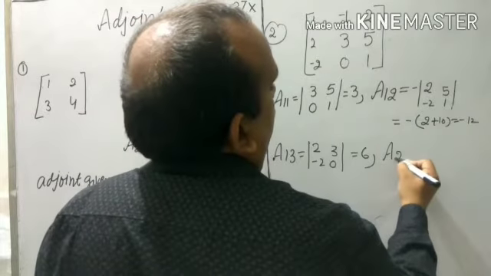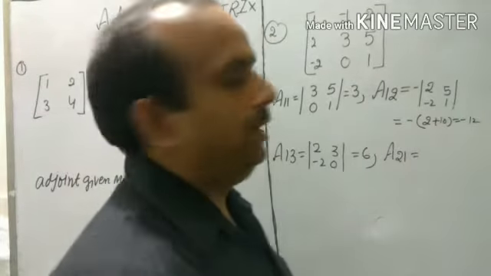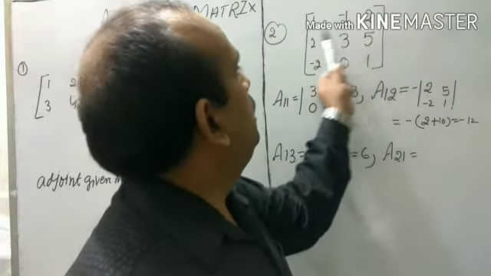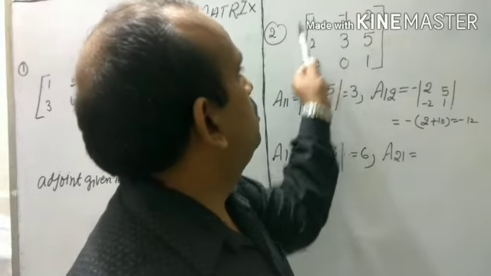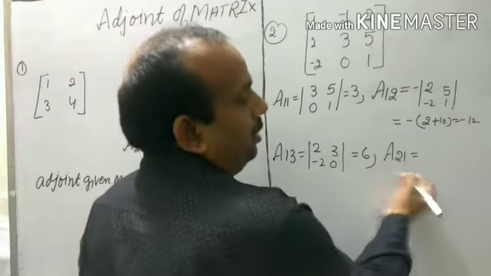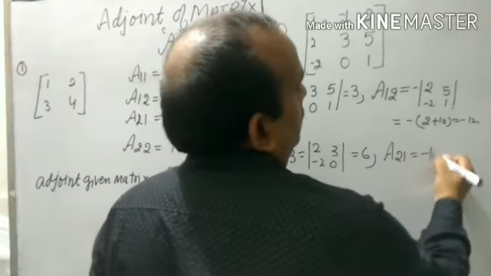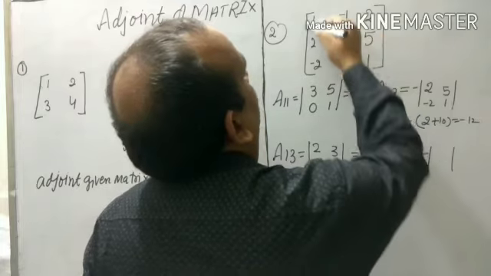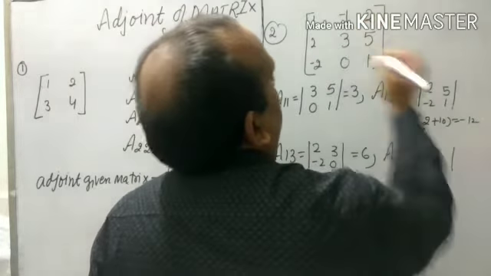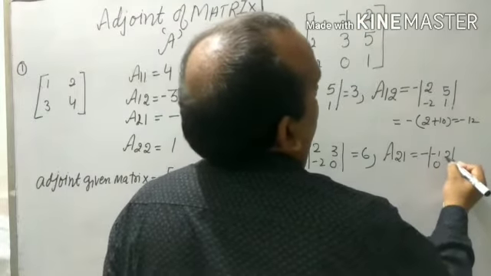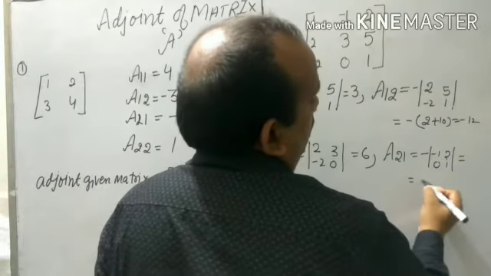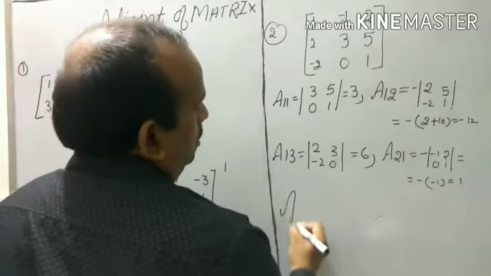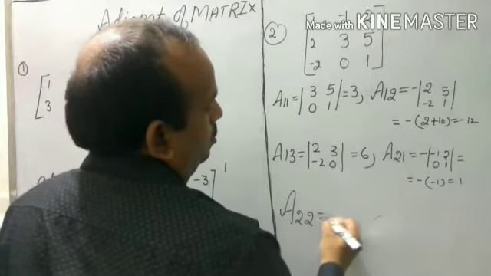Now we are finding A21. So students, to find A21, what do we have to do? We will delete the second row and the first column, and 2 and 1 sum to an odd number, so we will put a minus before it. What is left here? Minus 1, 0 and 2, 1, and we have to solve it: minus of minus 1, equal to plus 1.